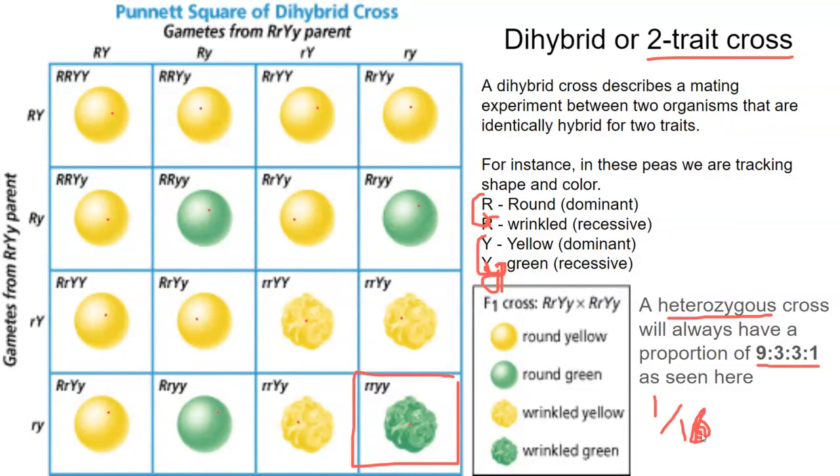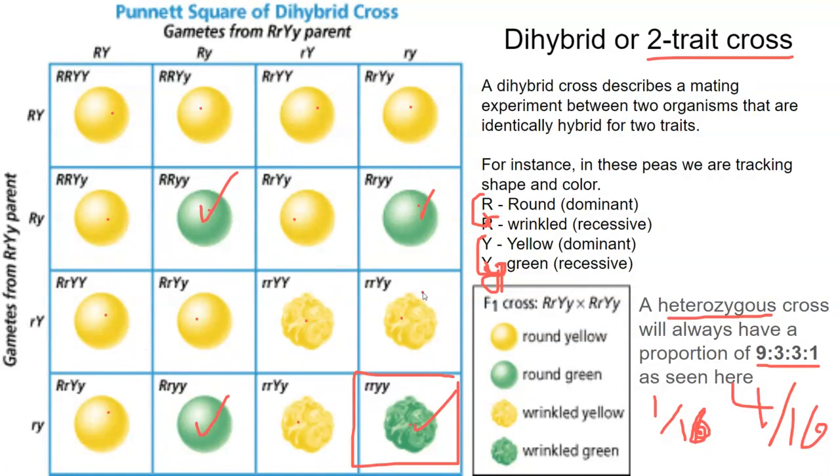1 out of 16. That's a 6, guys. So sorry, it's really hard to draw with this thing. Or I could just ask, what is the proportion of offspring that will be green? So I have 1, 2, 3, 4. 4 out of 16. Okay, and you can simplify that and say 1/4 or 25%.